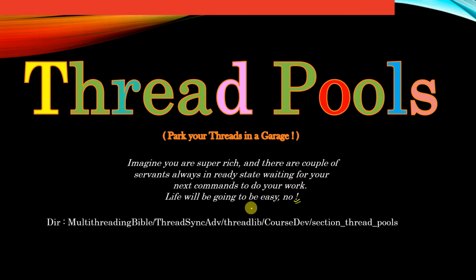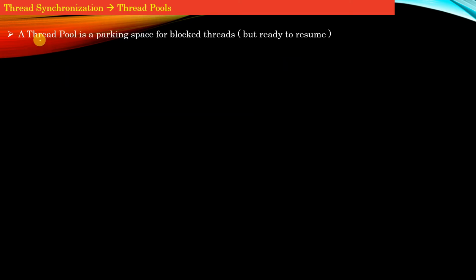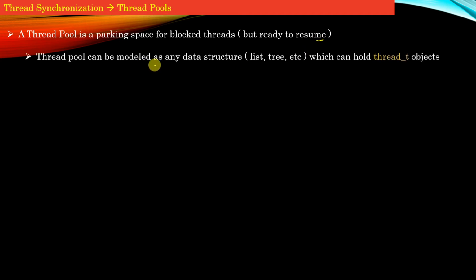So thread pool is all about implementing this particular analogy. All the source code related to thread pools can be found in the directory section thread pools. Going forward, a thread pool is a parking space of blocked threads which are in a ready to use state or in a ready to resume state. A thread pool can be modeled as any data structure. It could be a list, it could be a tree, etc., which can hold thread objects.